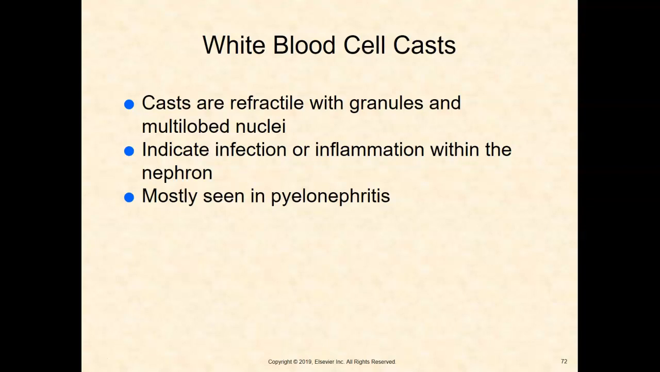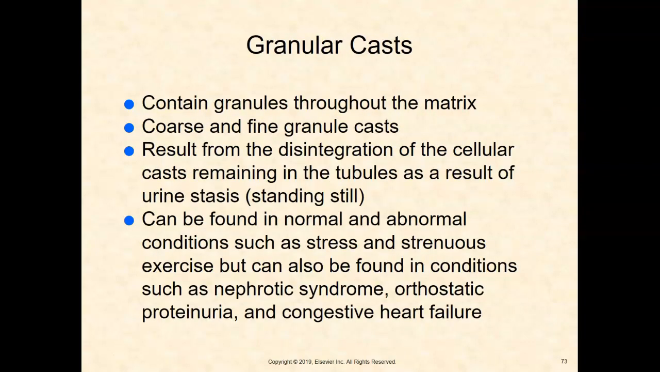This could mean an infection or inflammation within the nephron. We call that pyelonephritis. Now, whether you have red cell casts or white cell casts, after they sit up in the nephron for a period of time, they start to break down. When they start to break down, we call them granular casts. So a granular cast is pretty much an old cellular cast.